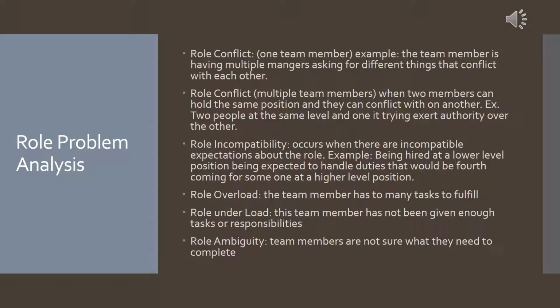Role incompatibility occurs when there are incompatible expectations about the role. An example would be being hired at a lower level position and being expected to handle duties that would be forthcoming for someone at a higher level position. Role overload: the team member has too many tasks to fulfill and may not have the time to be able to fulfill them. Role underload is when a team member has not been given enough tasks or responsibilities. Role ambiguity: the team members are not sure what they are needed to complete.